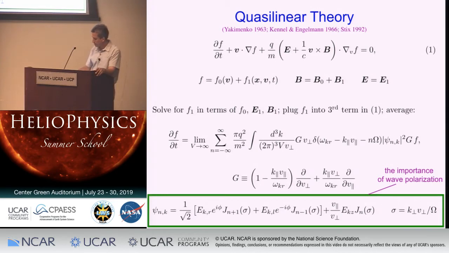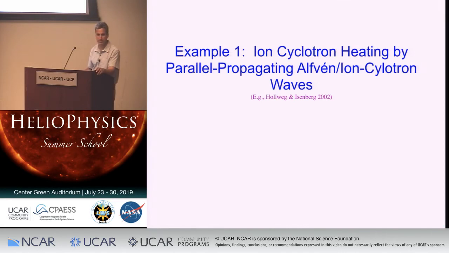Well, the importance of wave polarization can be seen when we start moving towards some of the examples I was mentioning before. So you've done the hard work of paying attention to the quasi-linear theory derivation and thinking about the meaning of some of those terms in the quasi-linear diffusion equation itself. Let's now apply this. Let's get some bang for the buck out of this effort you've put in. The first thing I want to talk about is ion cyclotron heating by parallel propagating Alfvén ion cyclotron waves.